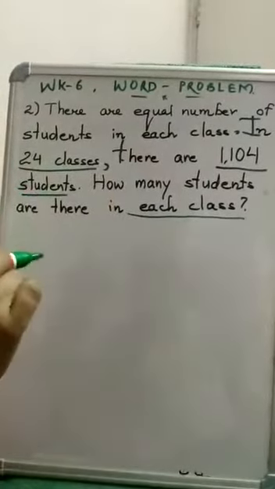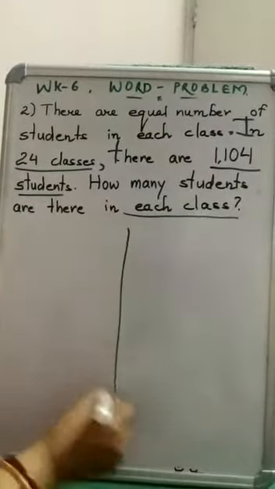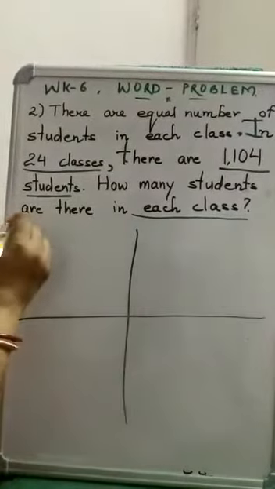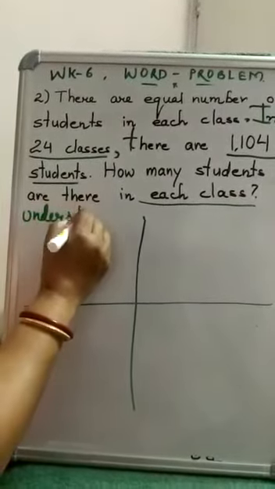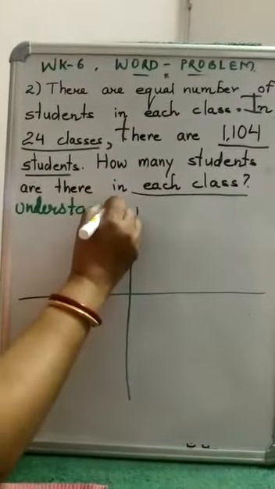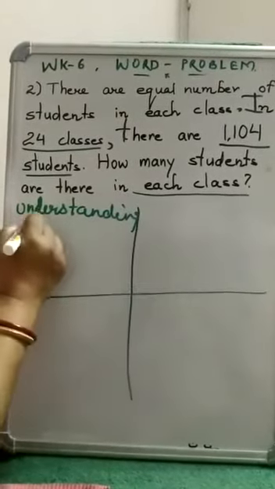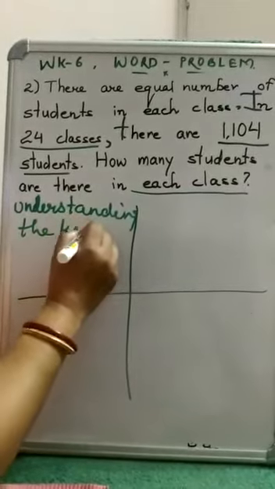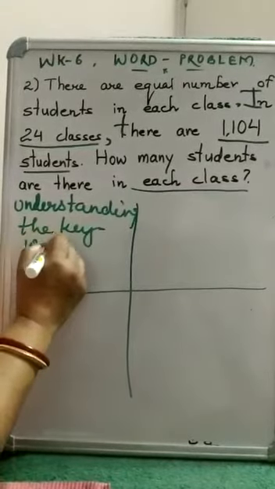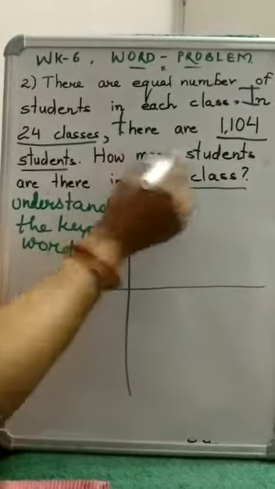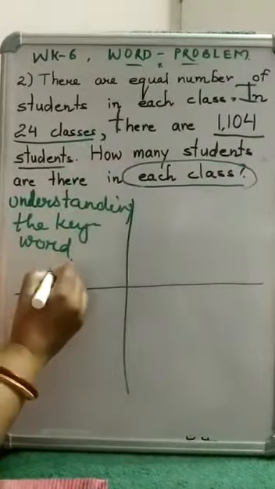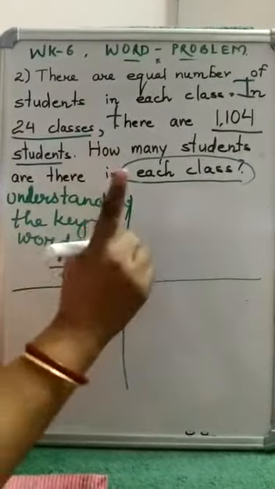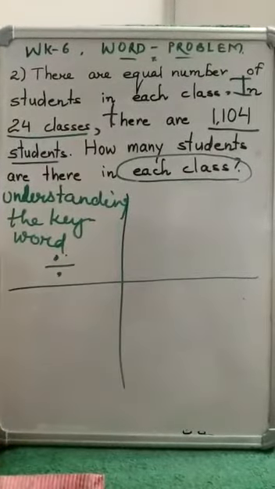Each means one class. So let us solve it with the help of the four square method. First point is understanding the keywords. Here the punchline is how many students are there in each class? Each class means each means one, so we have to do division, right?